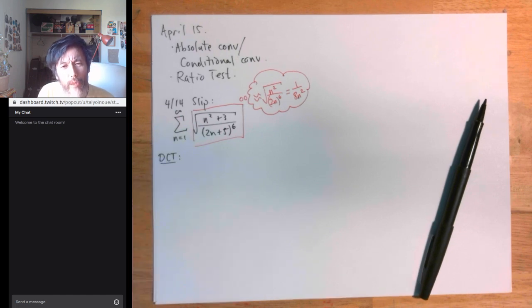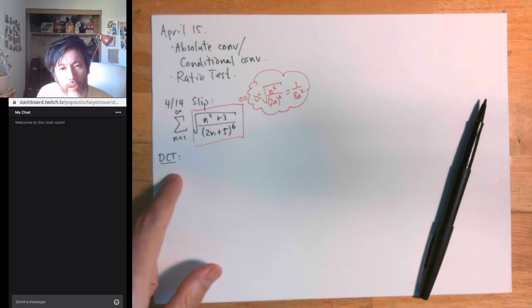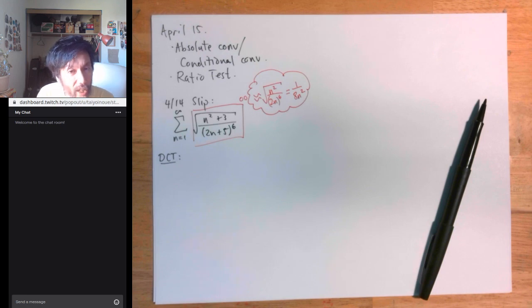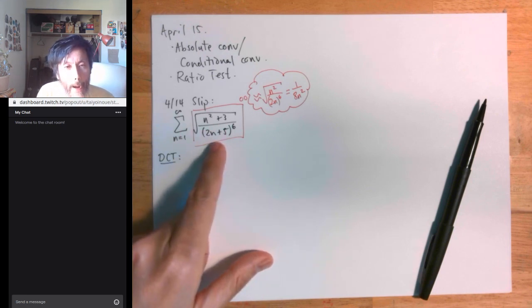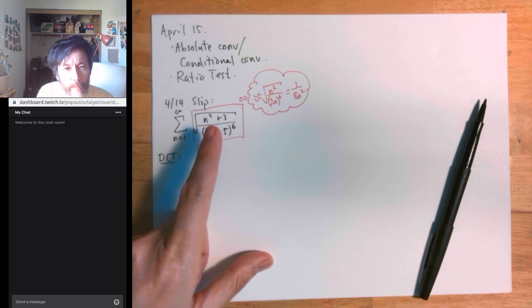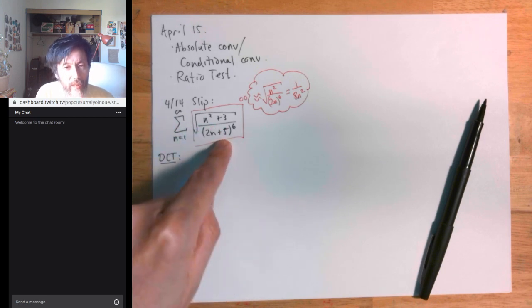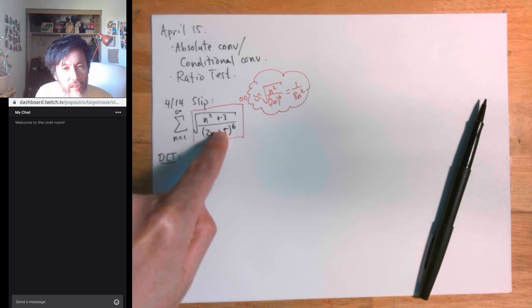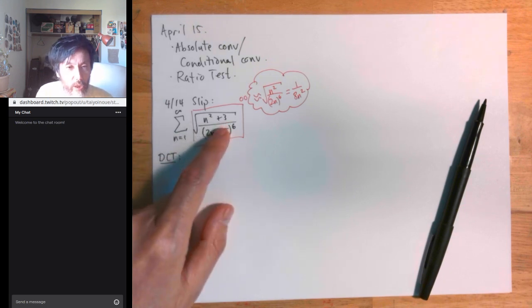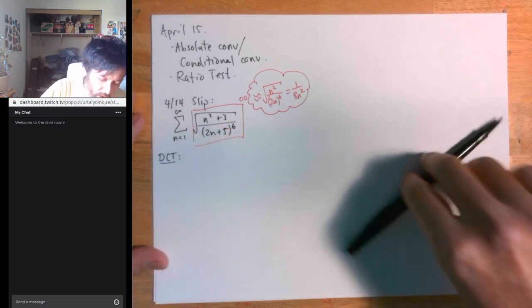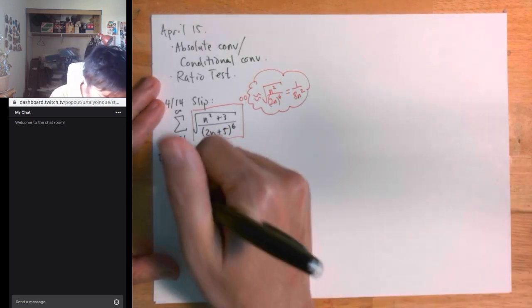Oh, wait a minute here. If I want to use DCT to show this, then what I need to do is find something bigger than this sequence, which when summed up will also be convergent, right? Okay, so let's see if we can do that.